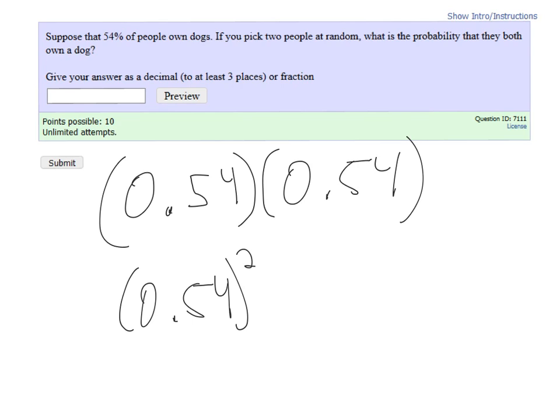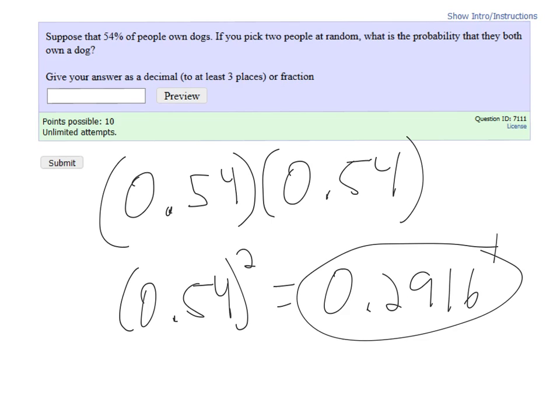So when I do this in my calculator, let's see. I'm going to take 0.54 raised to the second. So I'm getting 0.2916. And that makes sense because it's about half of 54, I mean, a little more than that. And they want at least 3 decimal places, so I would try putting all 4 of those into the answer box.